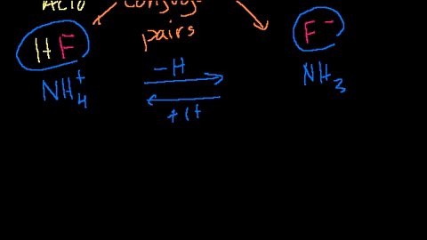For example, if I show you H2O and OH minus, these are conjugate pairs because this over here is exactly this minus a proton. And in fact, let me be clear that it's not just minus the hydrogen, it's minus the proton, right? One of them is keeping the electrons. So this is minus a hydrogen proton. This is plus a hydrogen proton. So the difference between these two is just a hydrogen proton. So these are conjugate pairs.